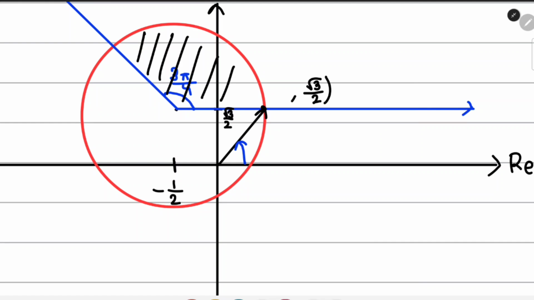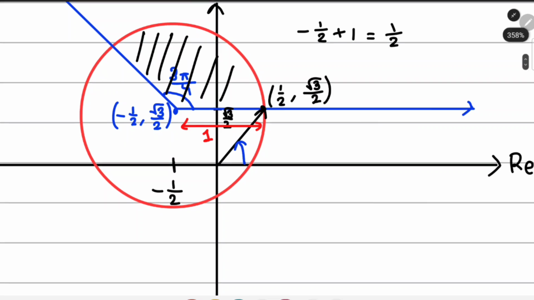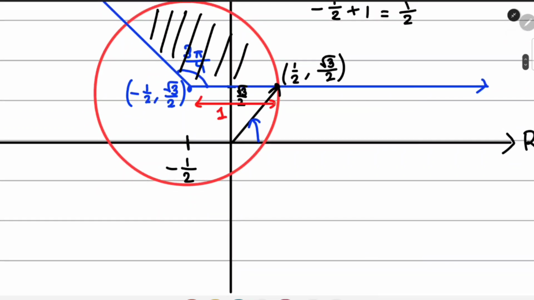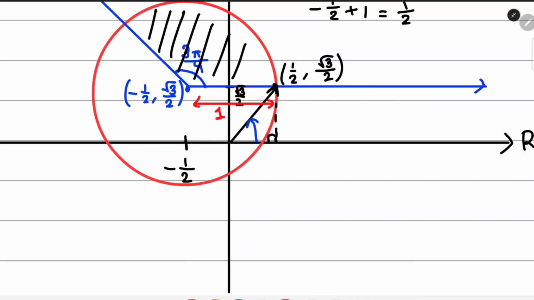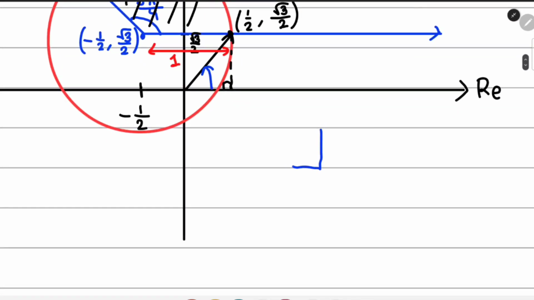We know that this part is the radius, which is 1, and I know that this point over here, the center of the circle, is minus half comma root 3 by 2. So this point will have an x coordinate, or the real axis value, of minus half plus the radius, which is 1. So this is half. So I know the x and y coordinates. I can easily find the angle.